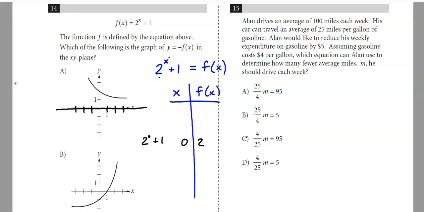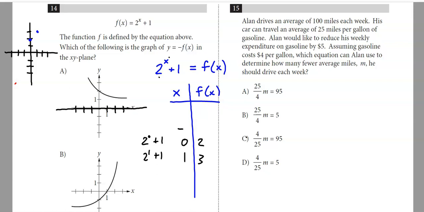So I know that there's a point. Let me resketch over here a little grid. 1, 2, 3, 1, 2, 3, 1, 2, 3, 1, 2, 3. So I know that the point 0, 2 is definitely on the graph. Let's put another one in here. Let's put +1. So that would be 2 to the first power plus 1, which is 3. So I know 1, 3 is on the graph. So I'm going to put that up here.